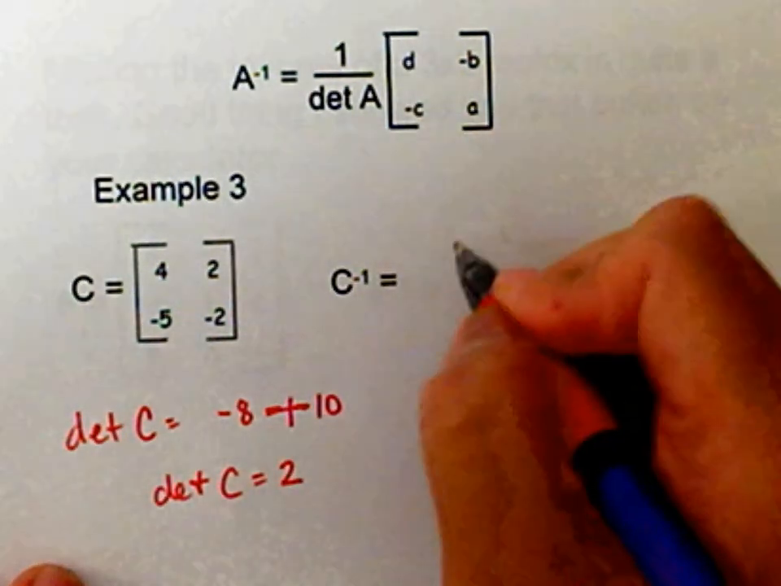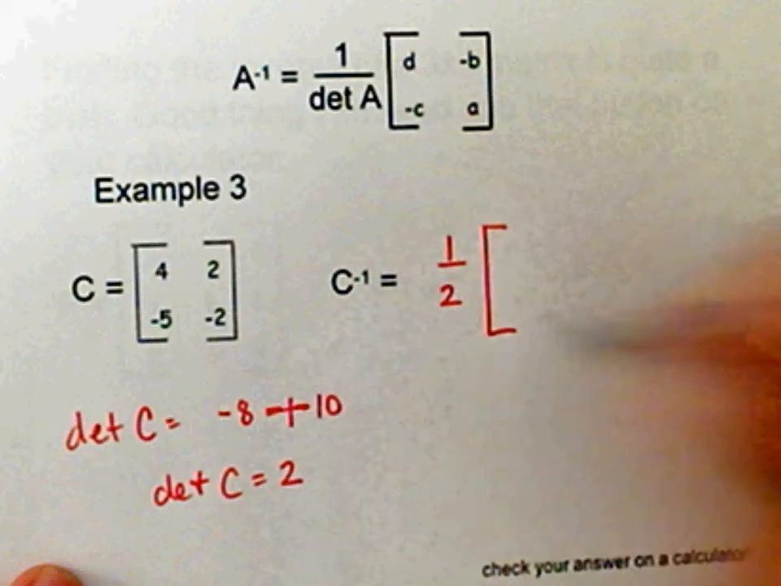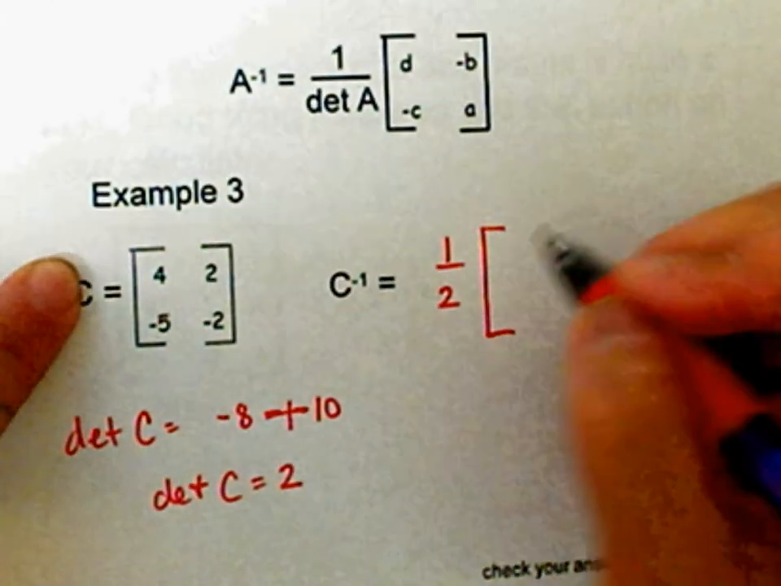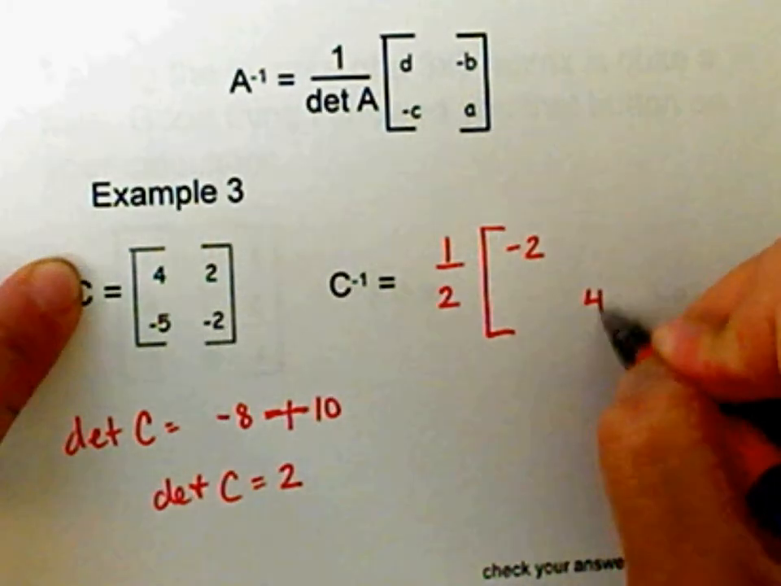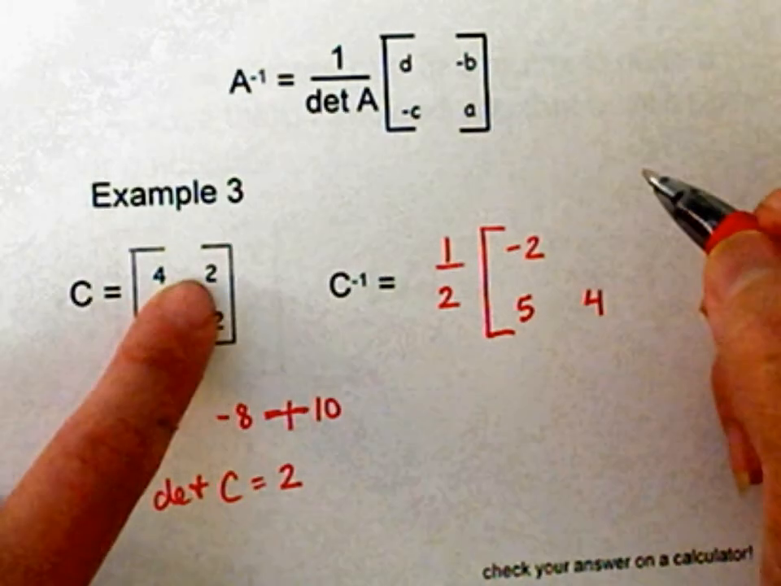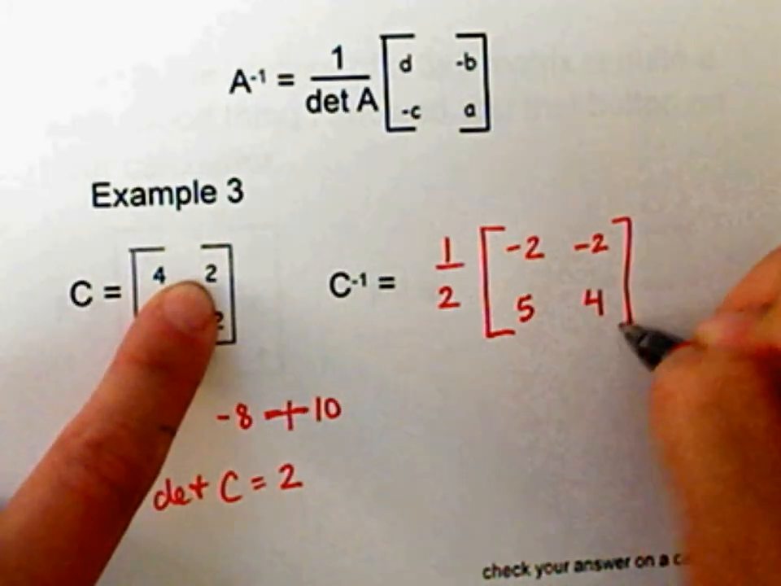Let's go to our adjugate matrix. Here we go. Switch negative 2 and 4. Negate negative 5, take the opposite. Negate 2, negative 2. Multiply them times your scalar.